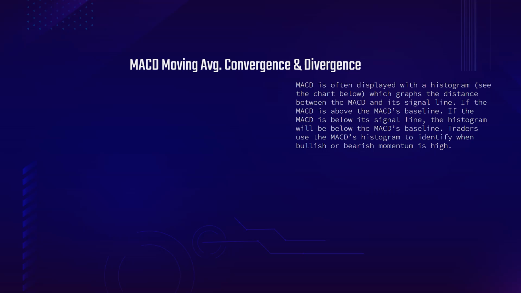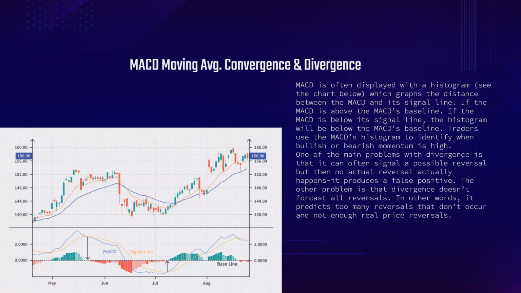So MACD is often displayed with the histogram. And I want you to see this chart below, which graphs the distance between the MACD and its signal line. If the MACD is above its signal line, the histogram will be above the MACD's baseline. If the MACD is below its signal line, the histogram will be below the MACD's baseline. Traders use the MACD's histogram to identify when bullish or bearish momentum is high.